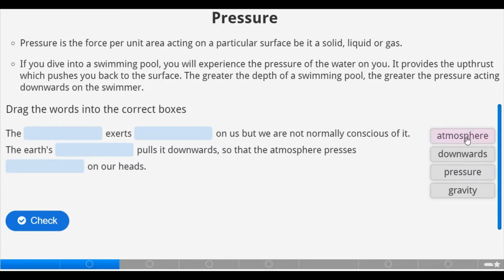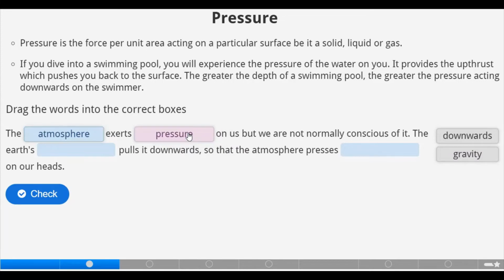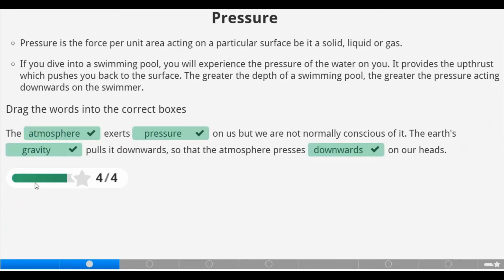Let's see, atmosphere exerts pressure on us, but we are not normally conscious of it. The Earth's gravity pulls it downwards so that the atmosphere presses downwards on our Earth. Let's check. That's correct.